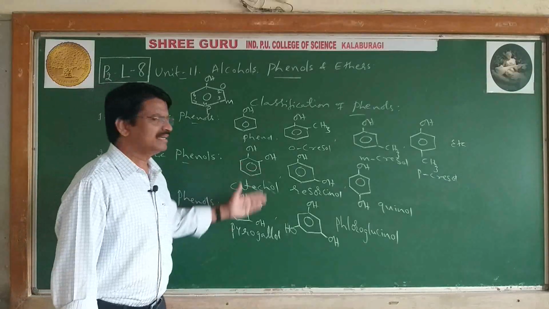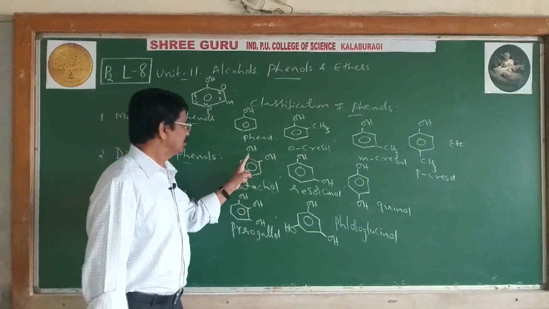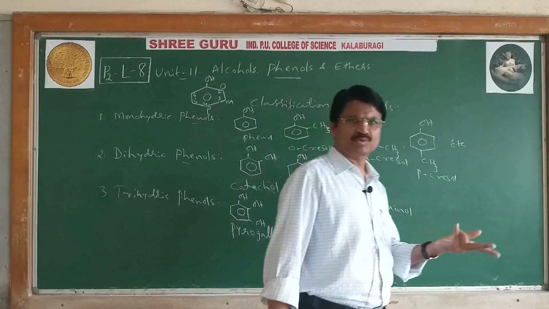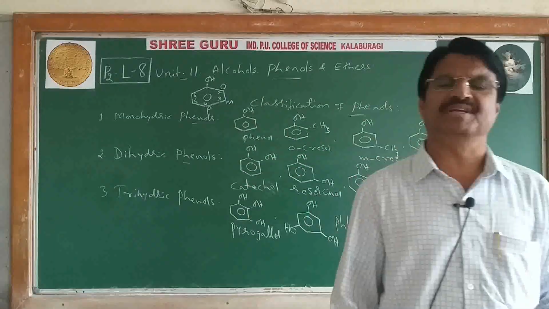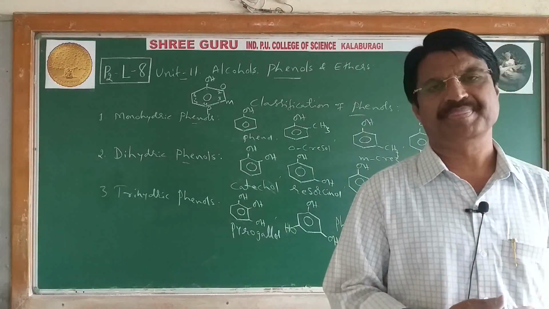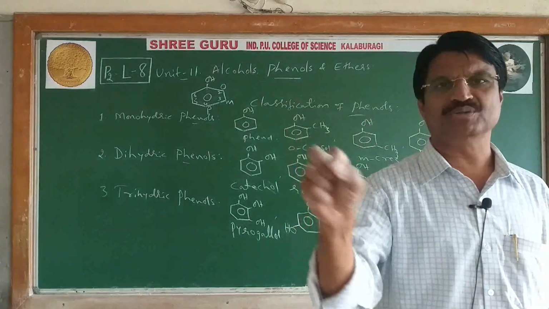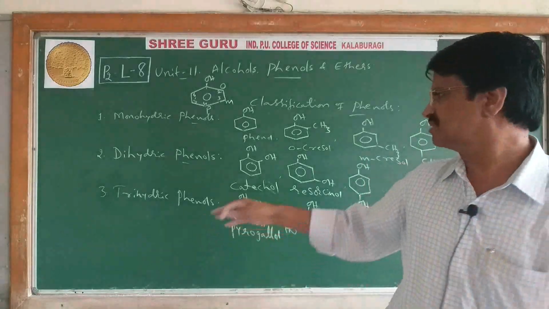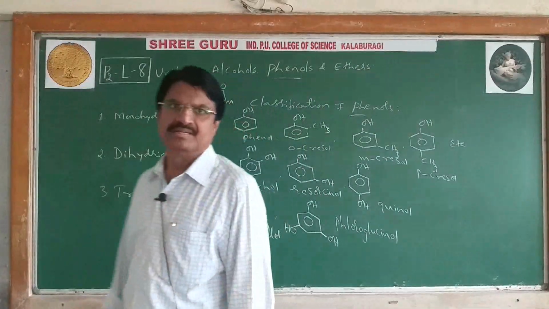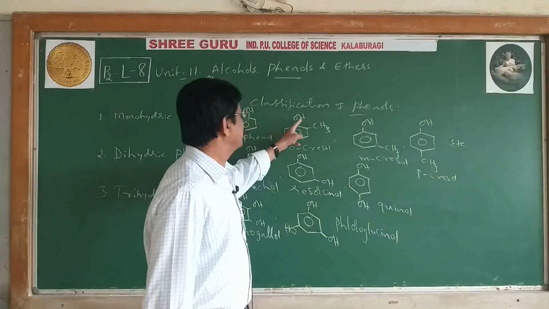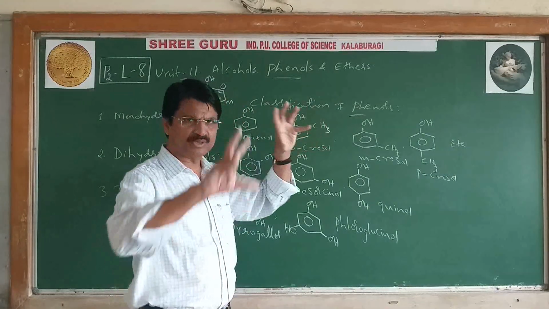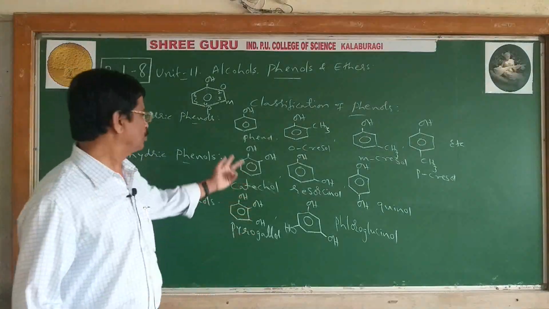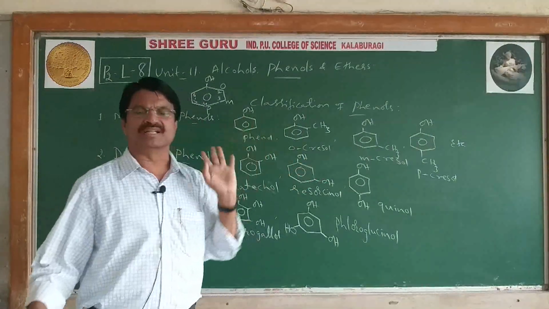Then for dihydric and trihydric phenols, don't use ortho, meta, para, because both groups are the same, OH and OH. We cannot write ortho, meta, para. There you write numbers: 1,2; 1,3; 1,4; 1,2,3; 1,3,5, like this. If two different groups are present, like OH and NO2, or OH and Br, then we can use ortho, meta, para. But where the same group repeats, don't use ortho, meta, para.